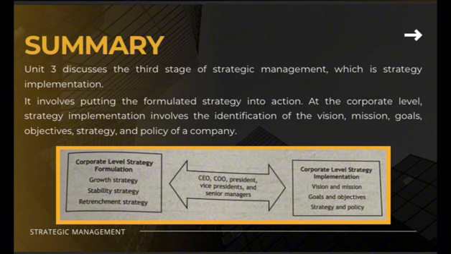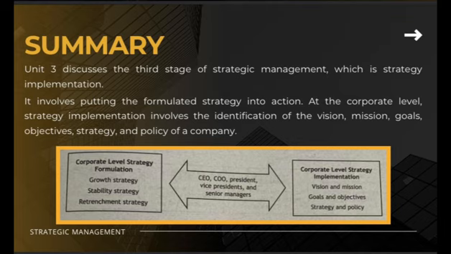Unit 3 discusses the third stage of strategic management, which is the strategy implementation. It involves putting the formulated strategy into action. At the corporate level, strategy implementation involves the identification of the vision, mission, goals, objectives, strategy, and policy of a company. So the president, vice president, chief executive officer, chief operating officer, and the senior manager are involved in the implementation of the corporate level strategy.